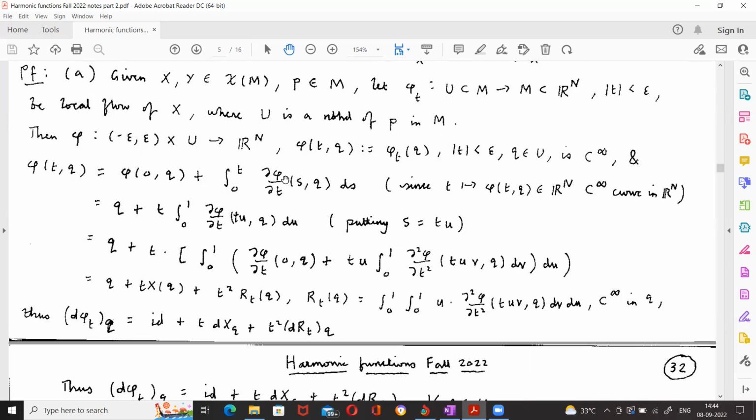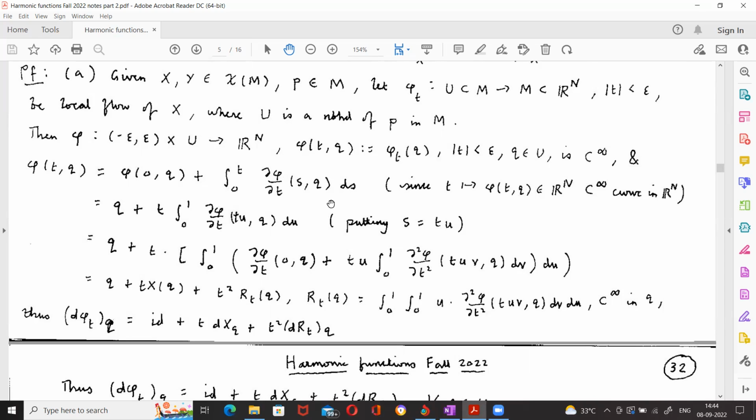Is this all right? Yes. Now I make a change of variable to make this integral from 0 to t into an integral from 0 to 1. Okay, so what do I have to do?